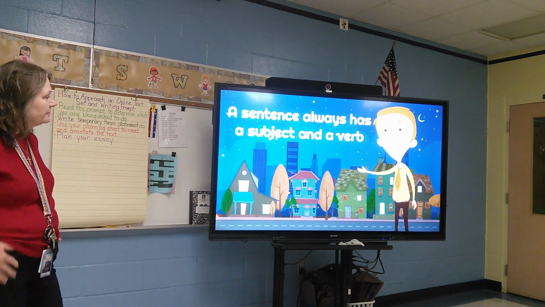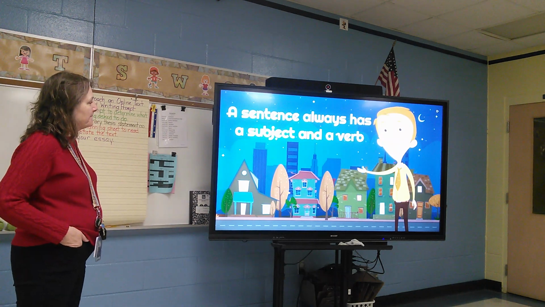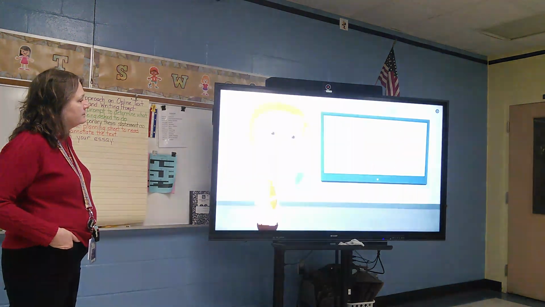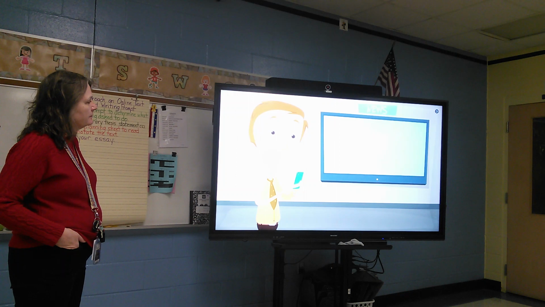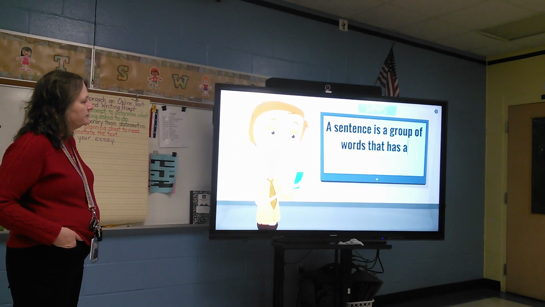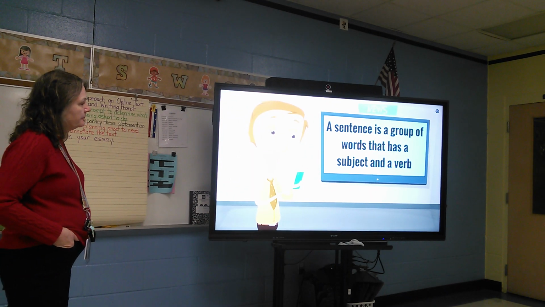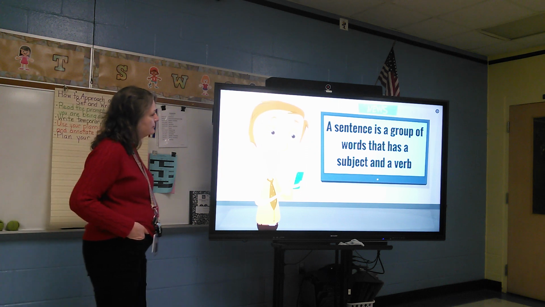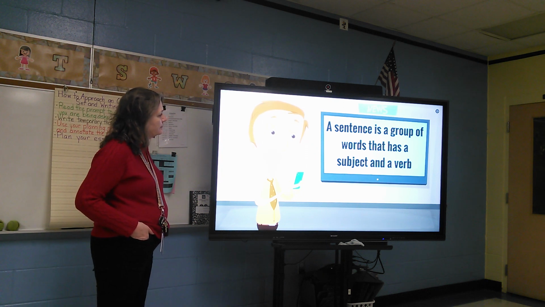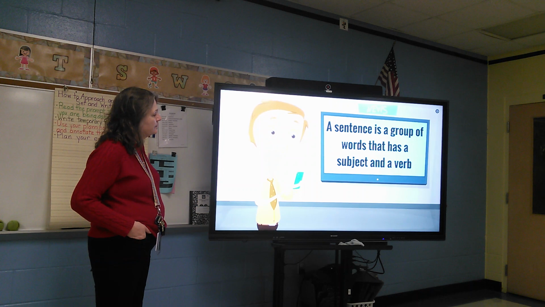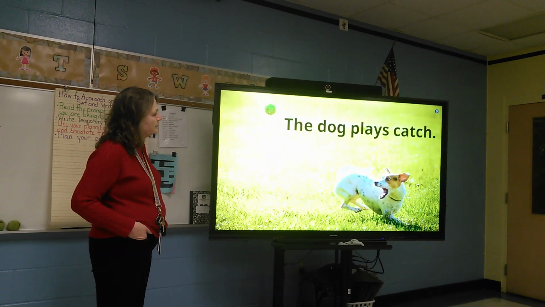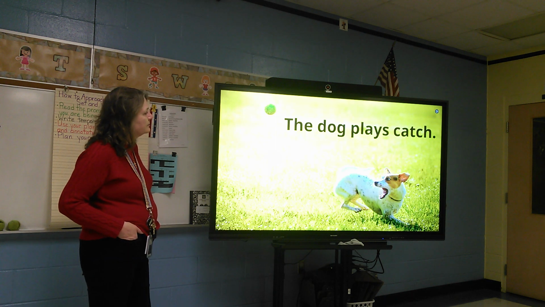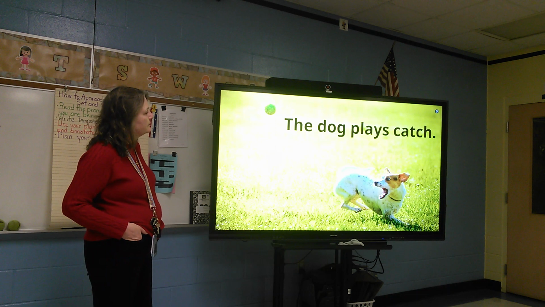So a sentence always has a subject and a verb. That means a sentence is a group of words that has a subject and a verb. It needs to have both, otherwise it's not a sentence. A sentence is a group of words that has a subject and a verb. Like this, the dog plays catch. Does it have a subject and a verb?